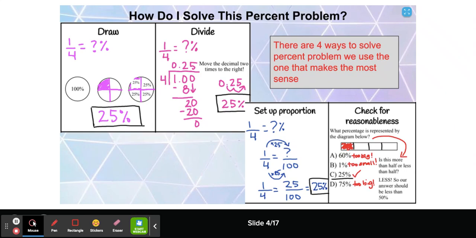Okay, so how do I solve a percent problem? That's what we're going to be talking about today. There are 4 ways to solve a percent problem, and we have to choose one that makes the most sense. Either we draw, we divide to find our decimal then change it to a percent, we set up a proportion, or we check for reasonableness. I'll leave these up in the slides for you to see, and there's also going to be a poster in the class for you to look at.